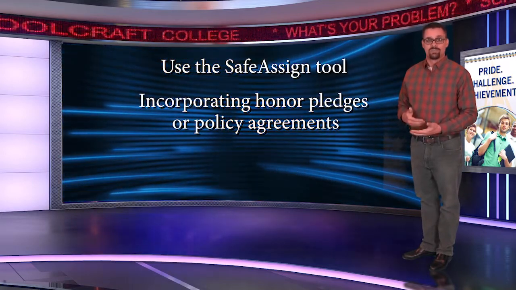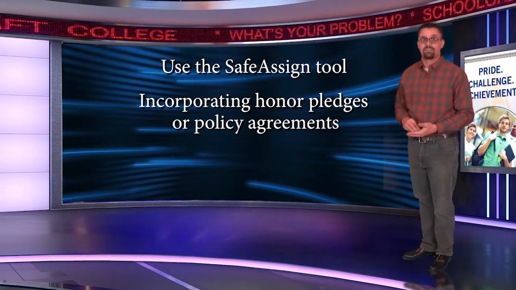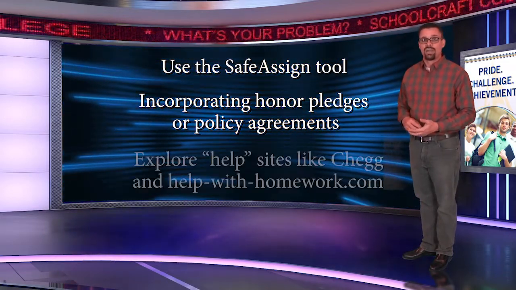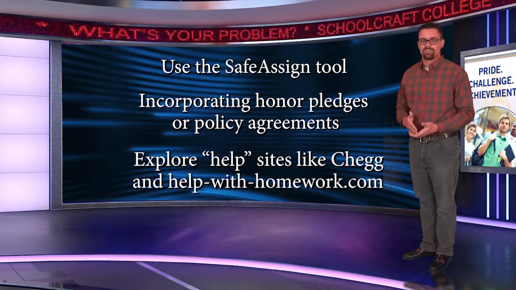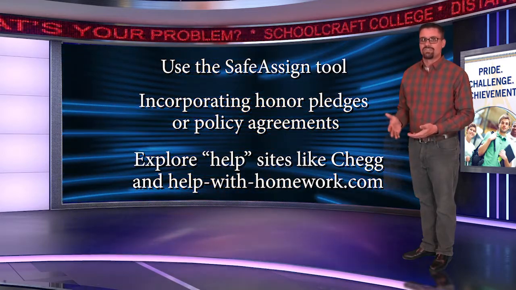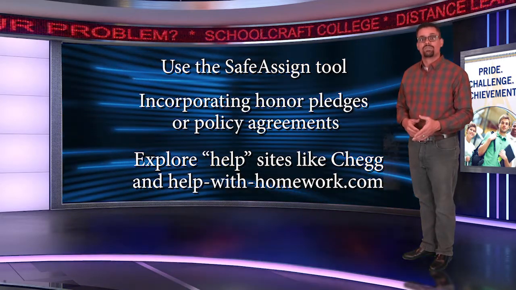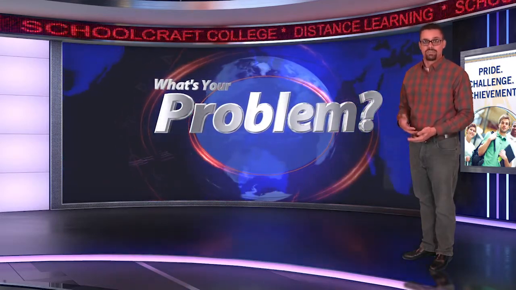Incorporating honor pledges or policy agreements in areas of the course that may invite cheating to remind students of their obligations and the importance of doing their own work. And finally, explore help sites like Chegg and helpwithhomework.com so that you know what resources are available to potential cheaters in your classroom. Sometimes just letting your students know that you know what's out there is enough to dissuade them from using it. And the resources you find there may even give you a sense of what types of support students are looking for and allow you to build that into your own course.